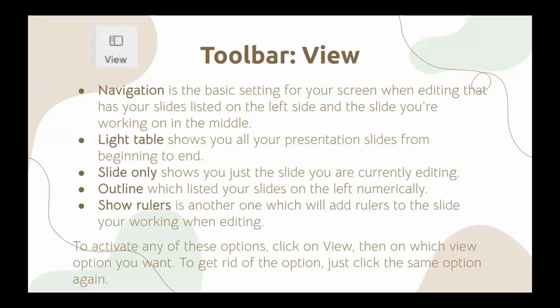Light Table shows you all your presentation slides from the beginning to end. Slide Only shows you just the slide that you are currently editing. Outline lists your slides on the left numerically. Show Rulers is another one which will add rulers to the slide you're working on when editing. To activate any of these options, click on View, then on which view option you want. To get rid of the option, just click the same option again.